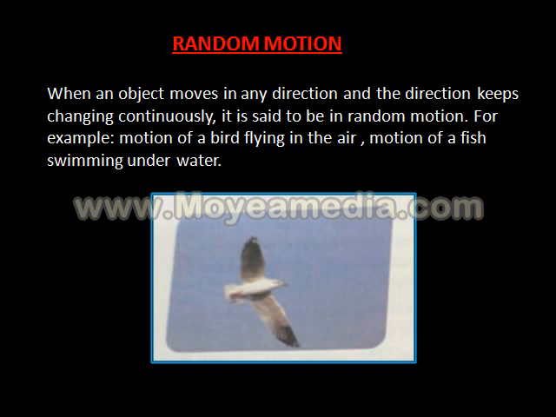Motion of a fish swimming underwater is random. A fish does not follow some particular direction or does not change it at a particular time. It keeps on changing continuously. This is random motion.